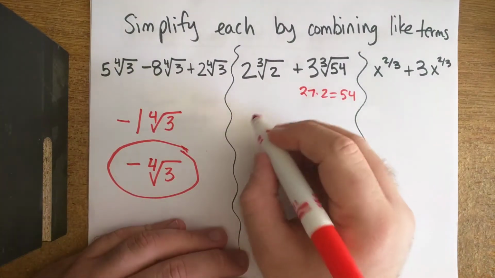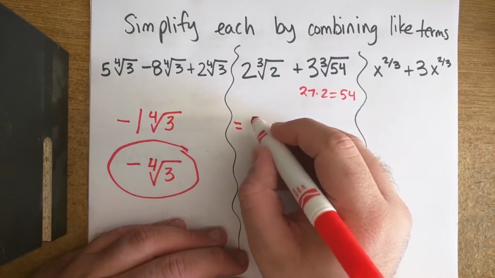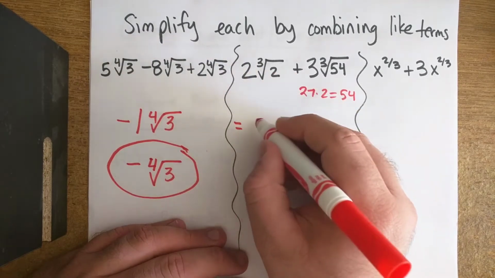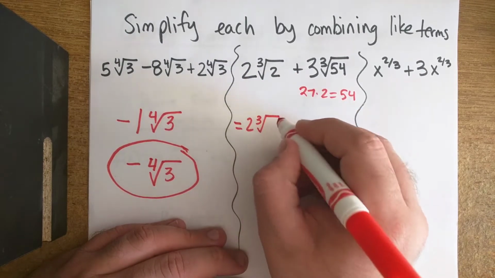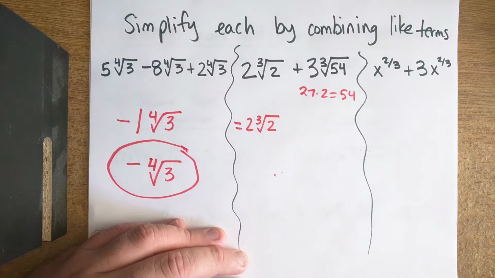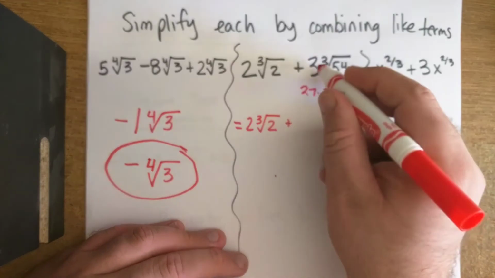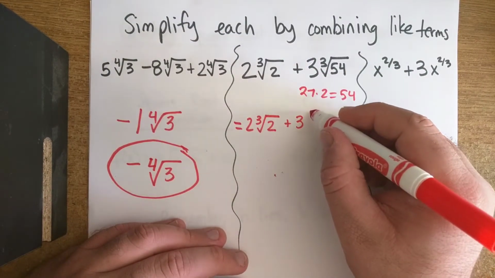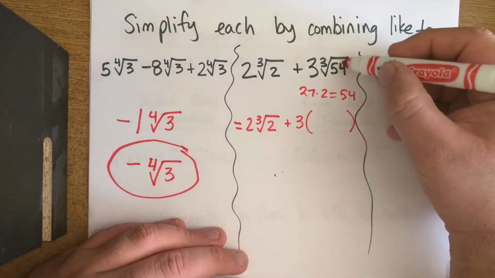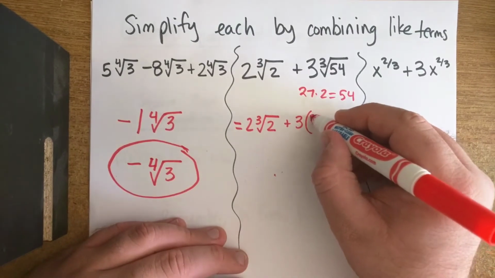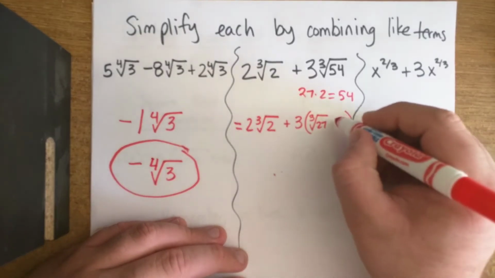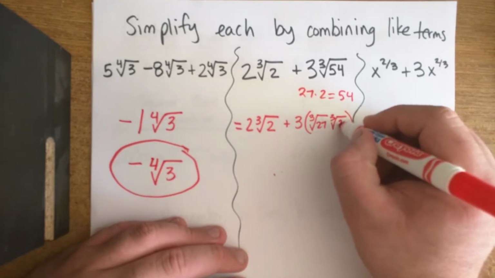So what we're going to do is, our first step is to do this. I'm not changing the first radical, so I'm just going to bring down 2 times the cube root of 2. I'm going to bring down the plus sign. I'm going to bring down the 3, but on the inside of these parentheses, I'm changing the cube root of 54 into the cube root of 27 times the cube root of 2.